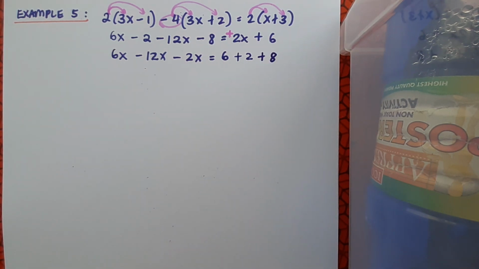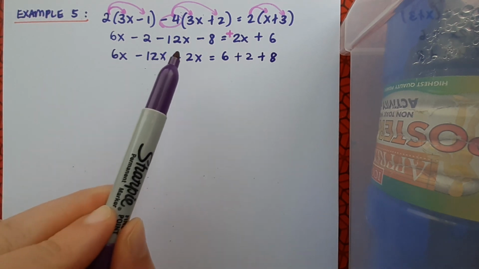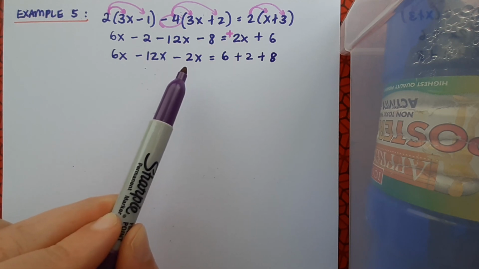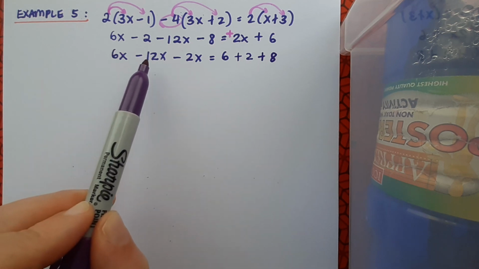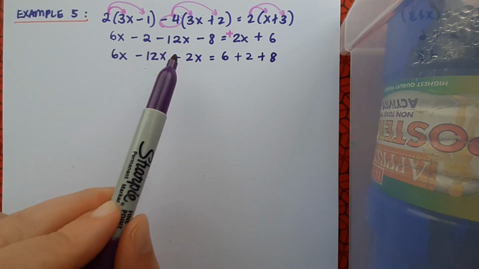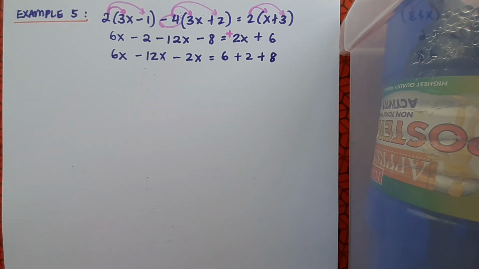Okay, so now I need to simplify on the left and right hand sides. So let's have a look. I've got 6x minus 12x minus 2x. Remember, it's the coefficients that I'm dealing with here, and I'm adding and subtracting. So 6 take away 12 is minus 6, take away 2 is minus 8. So I've got minus 8x. If this causes you a lot of difficulty, don't forget, you can use your calculator, you can type in the coefficients. So you can type in 6 minus 12 minus 2, it'll spit out the minus 8 for you as an answer, and all you have to do then is stick the variable on the end. On the right hand side, 6 plus 2 plus 8 is going to give me 16.